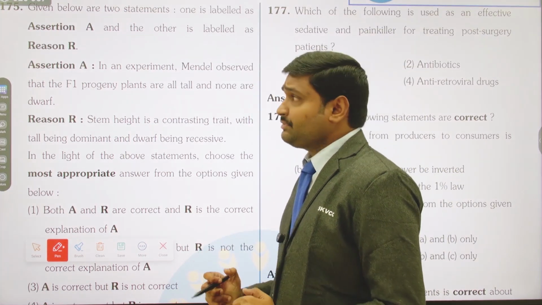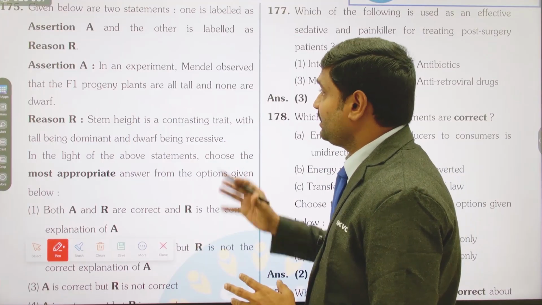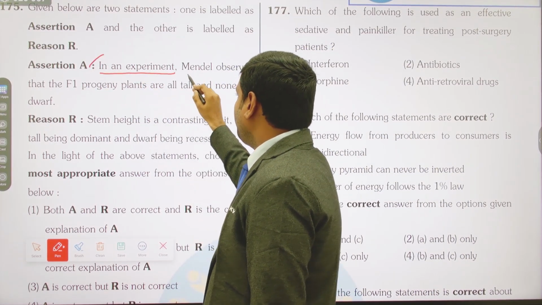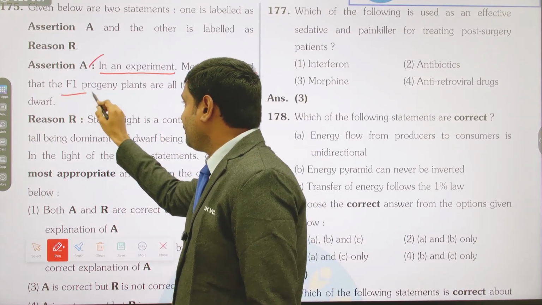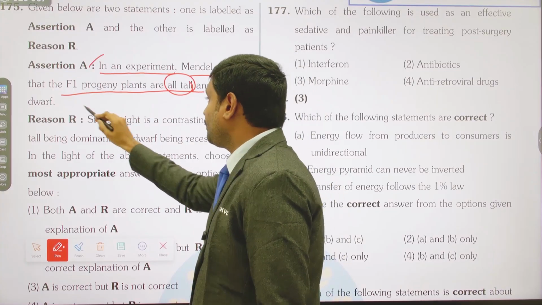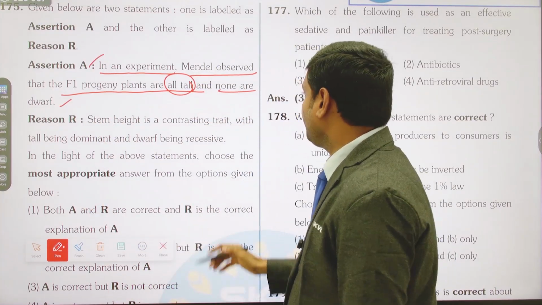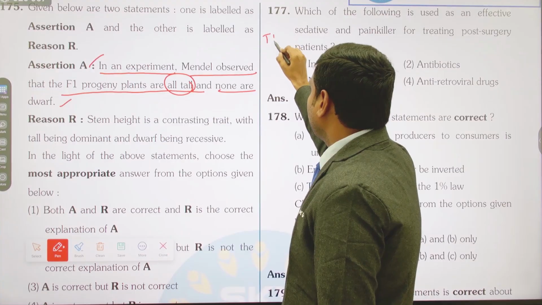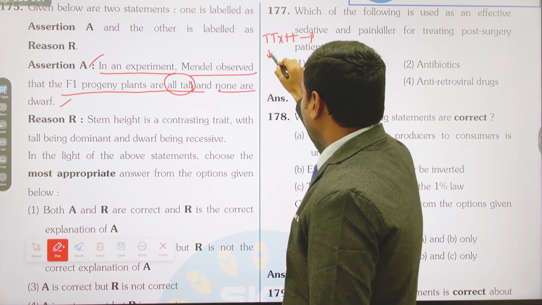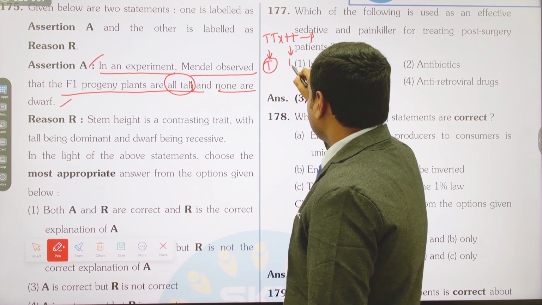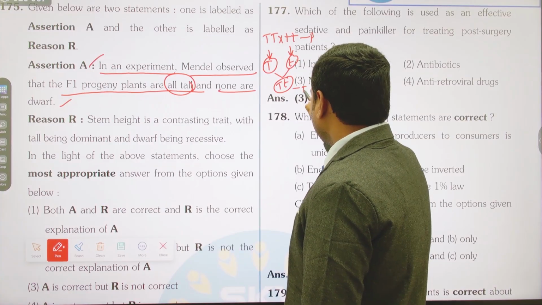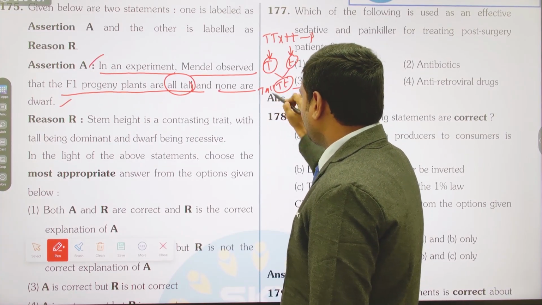Below are two statements, one labeled as an assertion and another labeled as a reason. Assertion: in an experiment, Mendel observed that F1 progeny plants are all tall and none are dwarf. Absolutely true statement. For example, if you cross capital T capital T with small t small t parents, you get gametes capital T and small t, so in the F1 generation, capital T small t will come. So in the F1 generation, all are tall only.